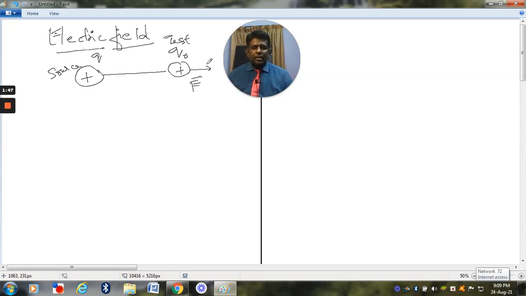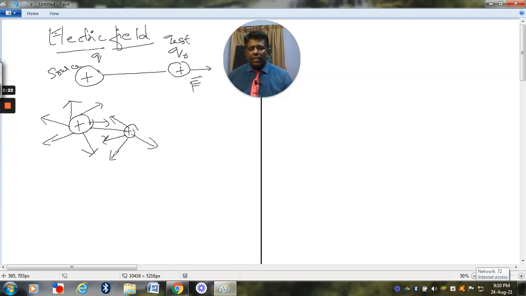Why has the force been generated? It is because of the field lines. Each charge will have an electric field around it. Those lines are called electric field lines. If this is a positive charge, field lines will be generated around 360 degrees. Therefore, whenever another charge comes nearby at a particular distance r, it also has electric field lines. Both the field lines interact and a force will be generated.